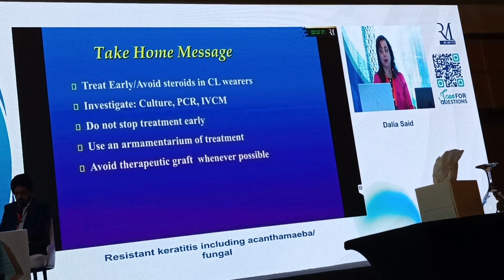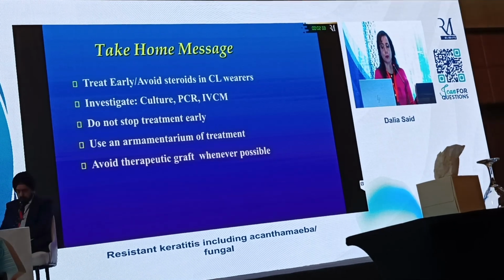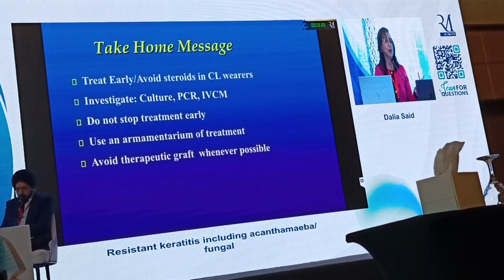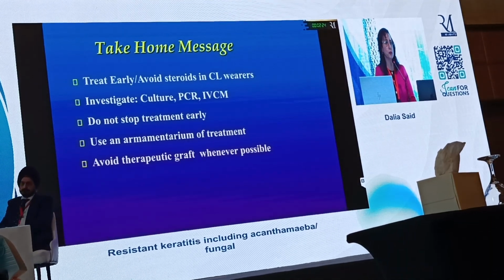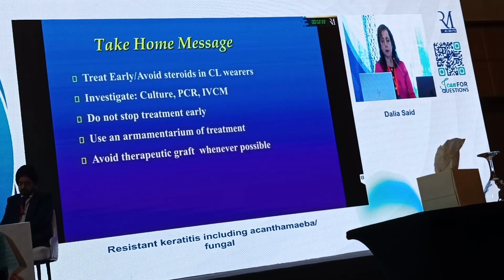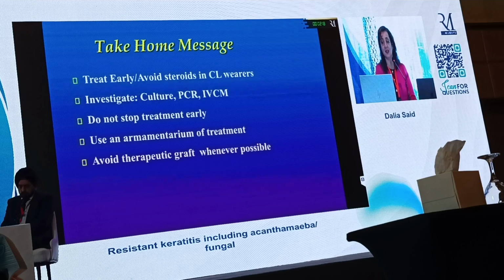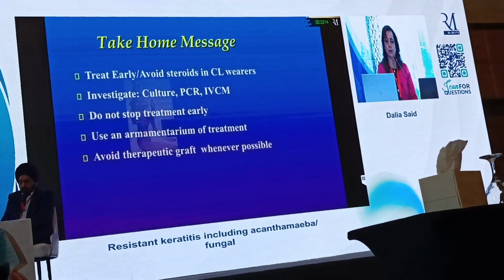Treat early, avoid steroids, and in a contact lens wearer, investigate, stop all treatment for 24 to 48 hours, culture, PCR, or if you have an IVCM, that's very, very useful modality. And do not stop treatment early. Use an armamentarium of treatment, and avoid therapeutic graft unless really you have a perforation or an absolute uncontrolled infection. Thank you.